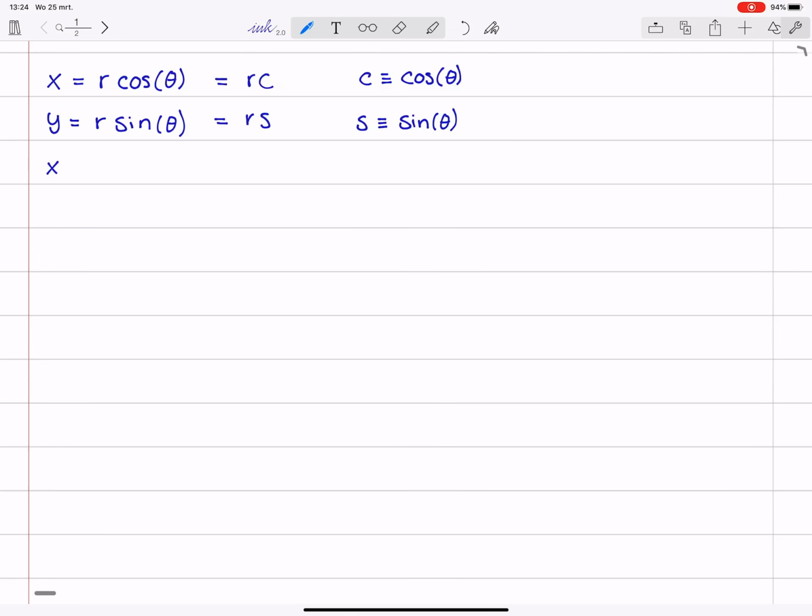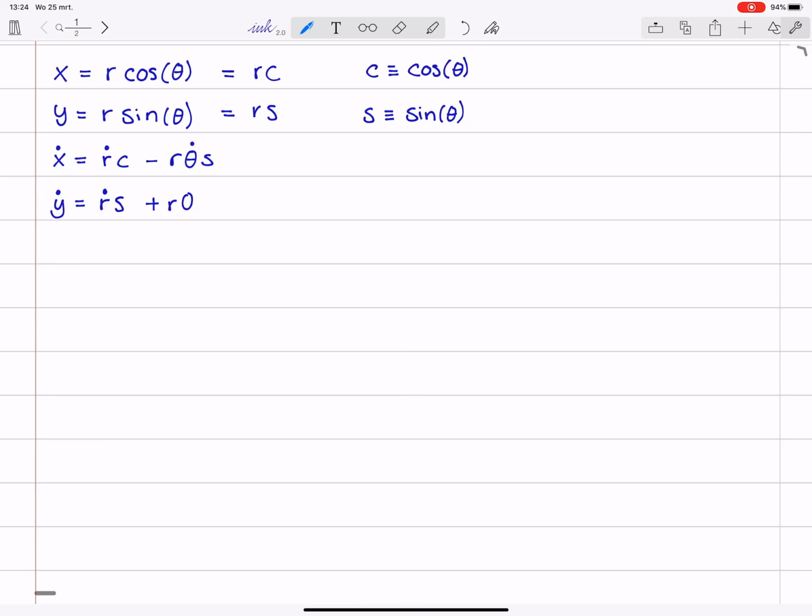Let's have a look at the expression for x dot. So we need to consider that r may change in time times the cosine. And this cosine also changes in time because theta changes in time. So this will then be minus r times theta dot times the sine. So you see already two terms appearing on the velocity level. Now let's go to y dot. So r changes in time times the sine. And then the derivative of the sine is a cosine. So we also have r times theta dot times the cosine.